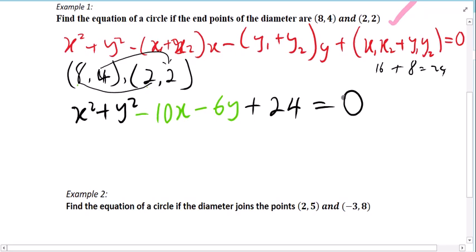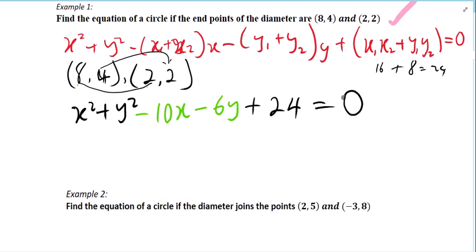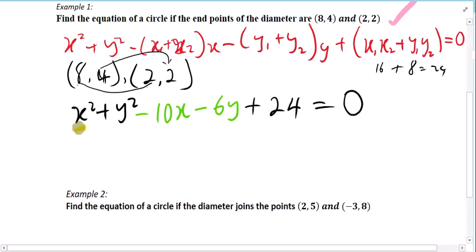You are done with the equation of the circle when the endpoints of the diameter are 8, 4, and 2, 2. Let me take it again. Here, just write the x squared plus y squared as we have it here. Then you sum the 8 and 2, giving us 10. But the sign here is minus, so minus 10x. Then you sum the y coordinates, which are 4 and 2, giving us 6, and the sign here is minus, so minus 6y.